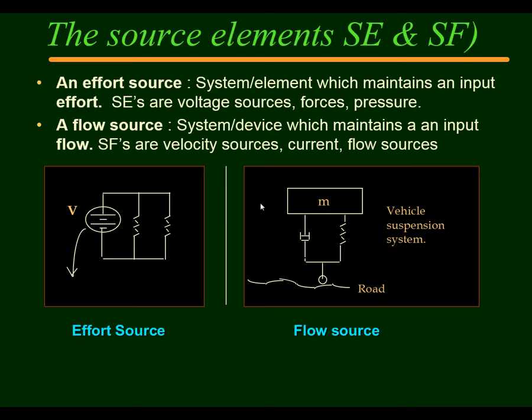Let's say when you're going the suspension of a vehicle following the terrain, this is a velocity source, not a force source. The reason is that the wheel is forced to follow the ground, and therefore you have an input source, velocity source.